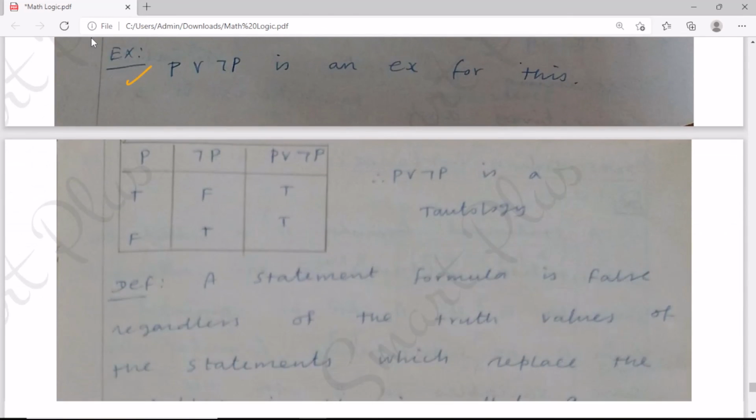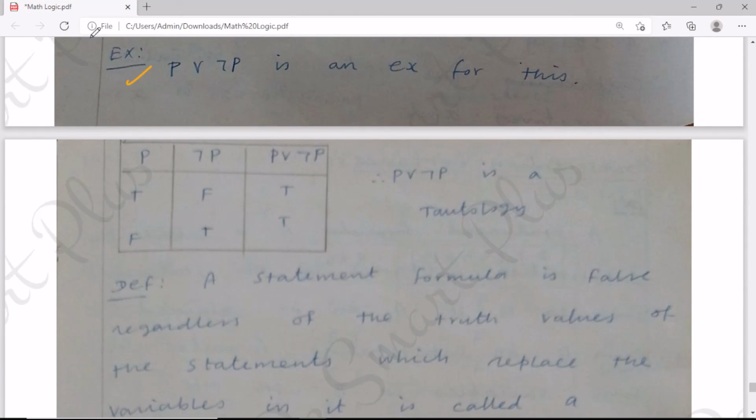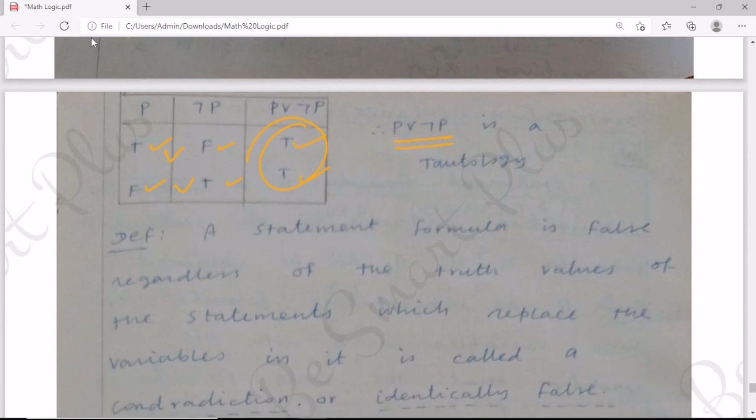Let me show you the truth table for this one. P has two possible truth values, true, false. Negation P is nothing but false, true. If you take or between these two: true or false is true, false or true is true. So P or negation P is a tautology because in the final truth table you have only true alone. That is the meaning of tautology in short.